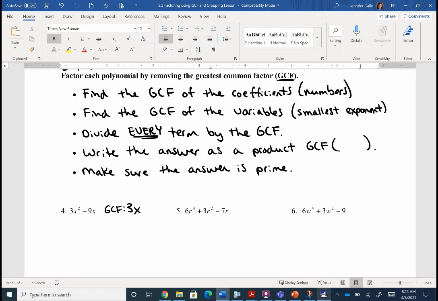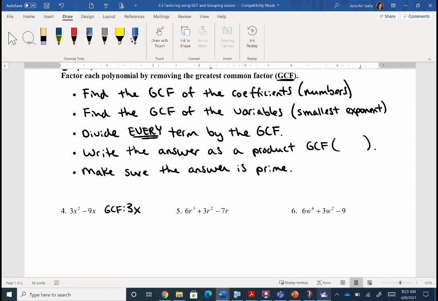It's just going to be that single x. Both terms don't have an x squared. They don't have x squared in common, but they do at least have an x. So those are our first 2 steps. We're just finding that greatest common factor piece. Step 3 says we're going to divide every term by that GCF. When we do that, I like to draw a little division bar under every term so I don't forget any. And then underneath, I write my GCF.